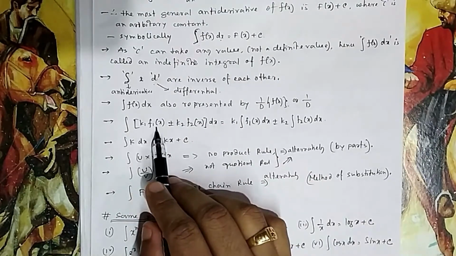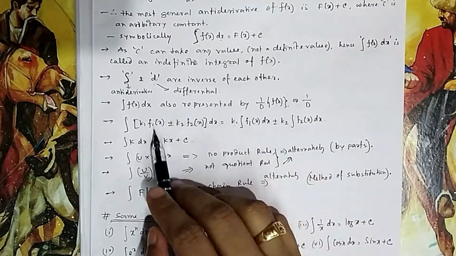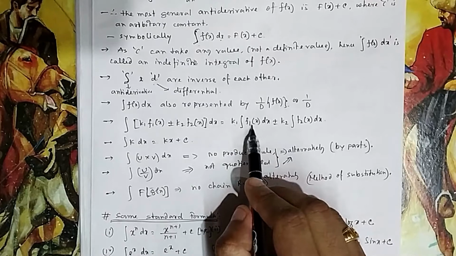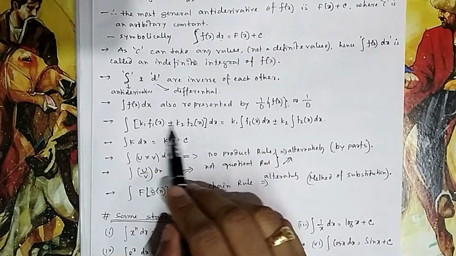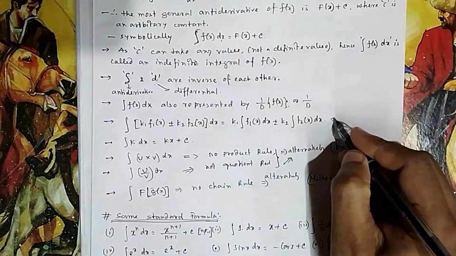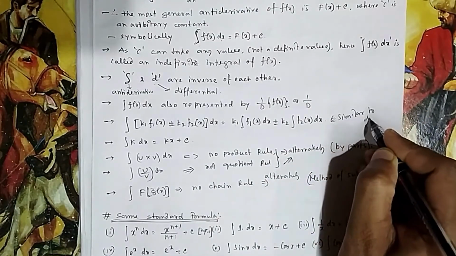If it is a constant into function, in differentiation you can take the constant out, then differentiate the function. In integration also you can do it. So constant you can take out, integration of the function, and if there is a plus minus of two functions, you can segregate that integration. So that is similar to our differentiation.